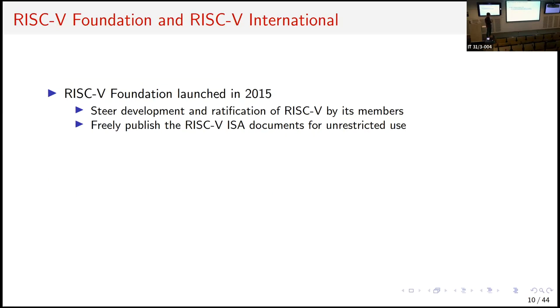The RISC-V Foundation was launched, and all the original authors transferred the rights to the RISC-V Foundation. So the RISC-V Foundation steers the development and the ratification of RISC-V, and you have to be a member in order to take part in the standardization process of the RISC-V ISA. But after it's ratified, everything is published free of charge.